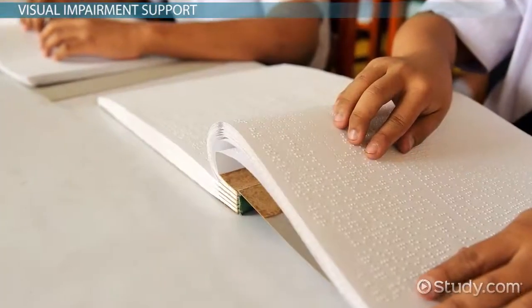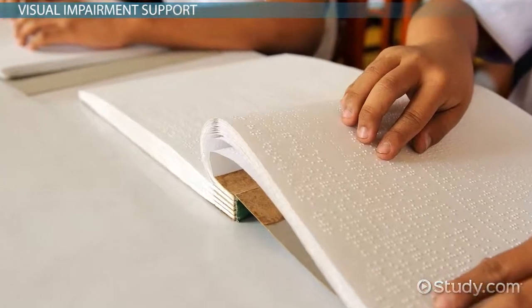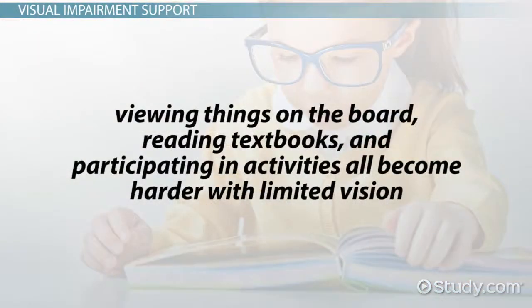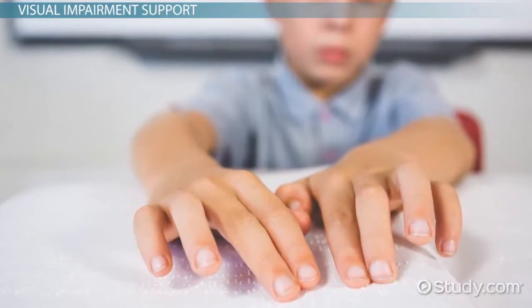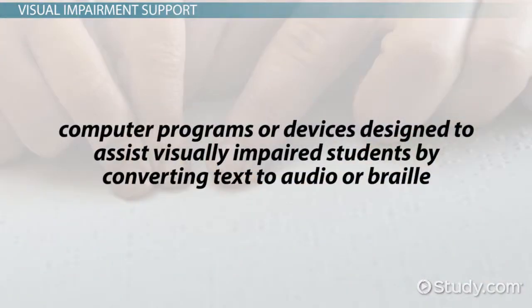Students who are visually impaired will likely struggle in a traditional classroom. Viewing things on the board, reading textbooks, and participating in activities all become harder with limited vision. Assistive technology can bridge this gap for students. There are many computer programs or devices designed to assist visually impaired students by converting text to audio or braille.